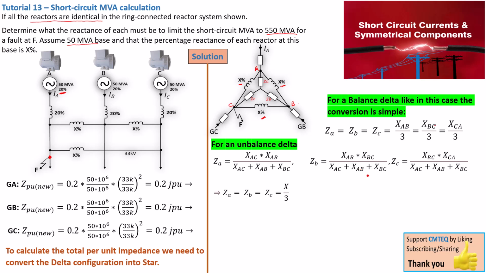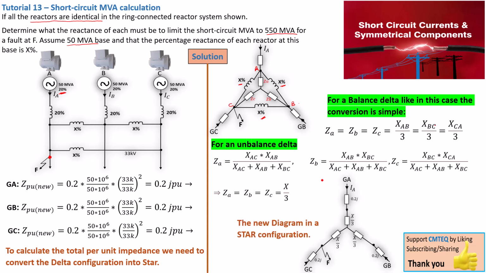Now moving on, we now know that our reactances ZA, ZB, and ZC are all equal to X over 3, because we know that XCA, XBC, and XAB are nothing but X, right? It is in percentage, so it's X. It's a reactance. We don't know what it is, so we just say it's X divided by 3. So now we are all set to redraw our new configuration, which is now a star configuration. That is basically what we're going to get here.